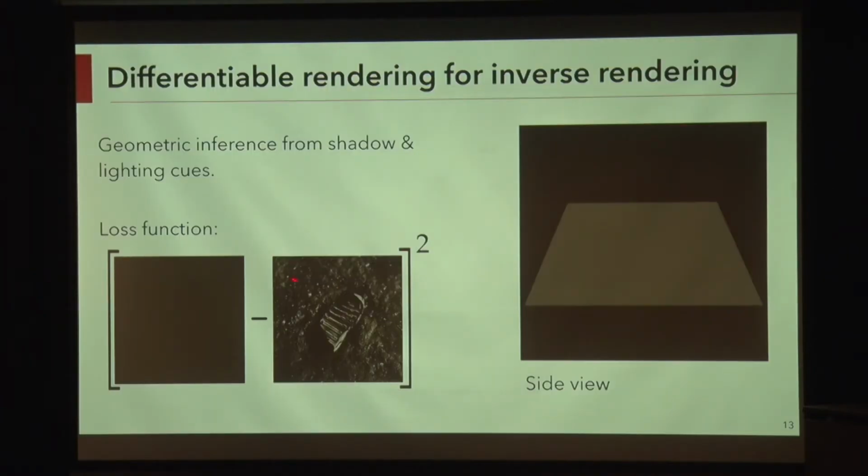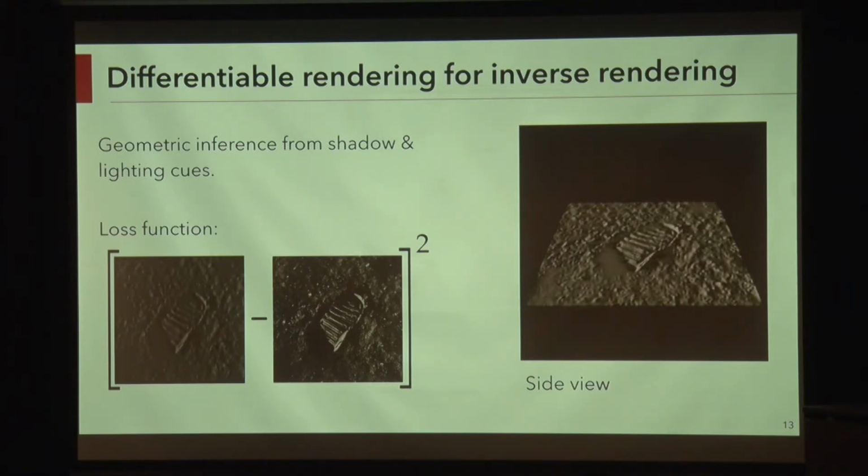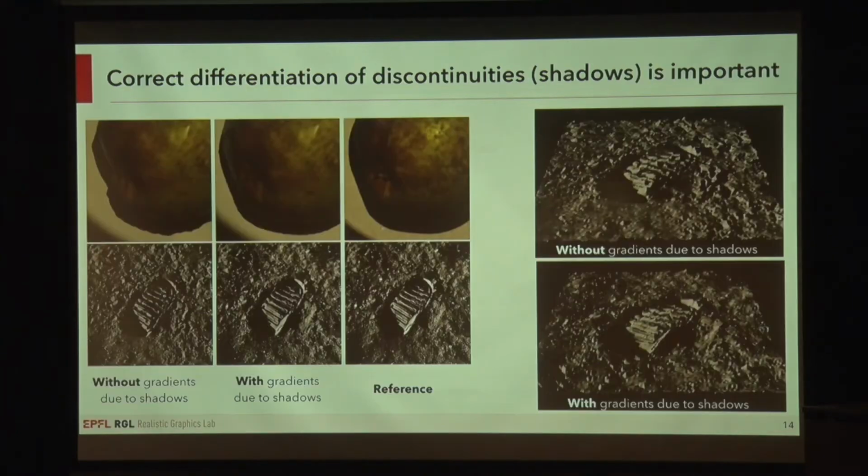So for instance, here we took this image from the moon of this famous bootprint, and we said, well, the moon is kind of diffuse. Light is coming from one direction, only from the sun. So can we actually reconstruct now the height differences as a consequence of this moon boot? And then we can render it from a different viewpoint.